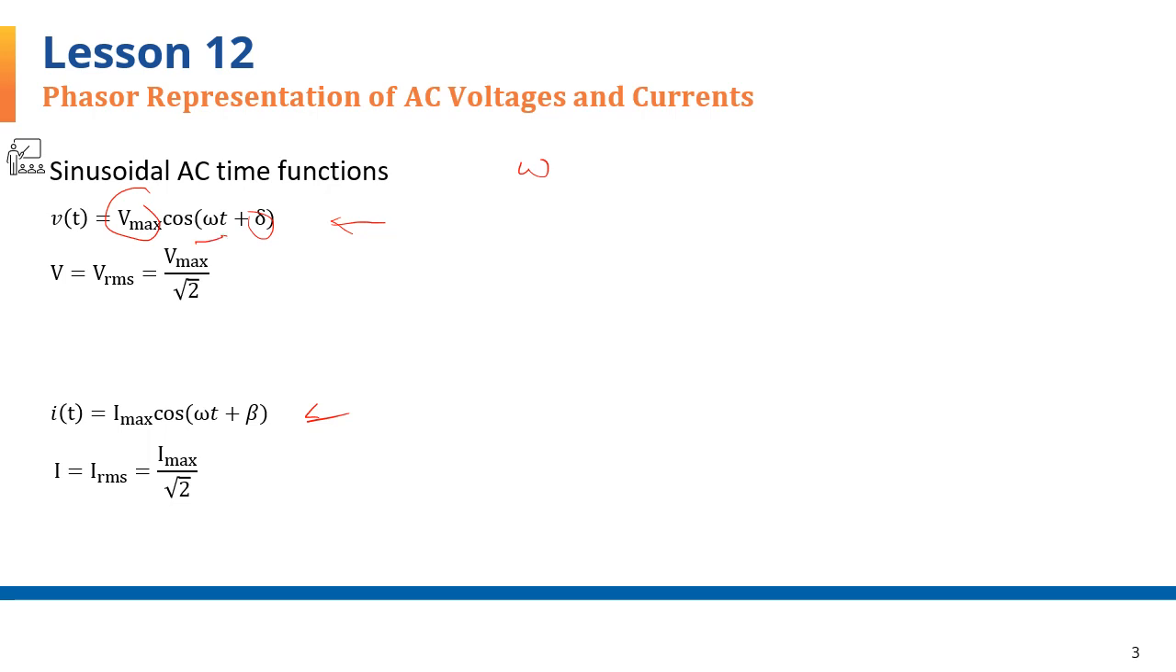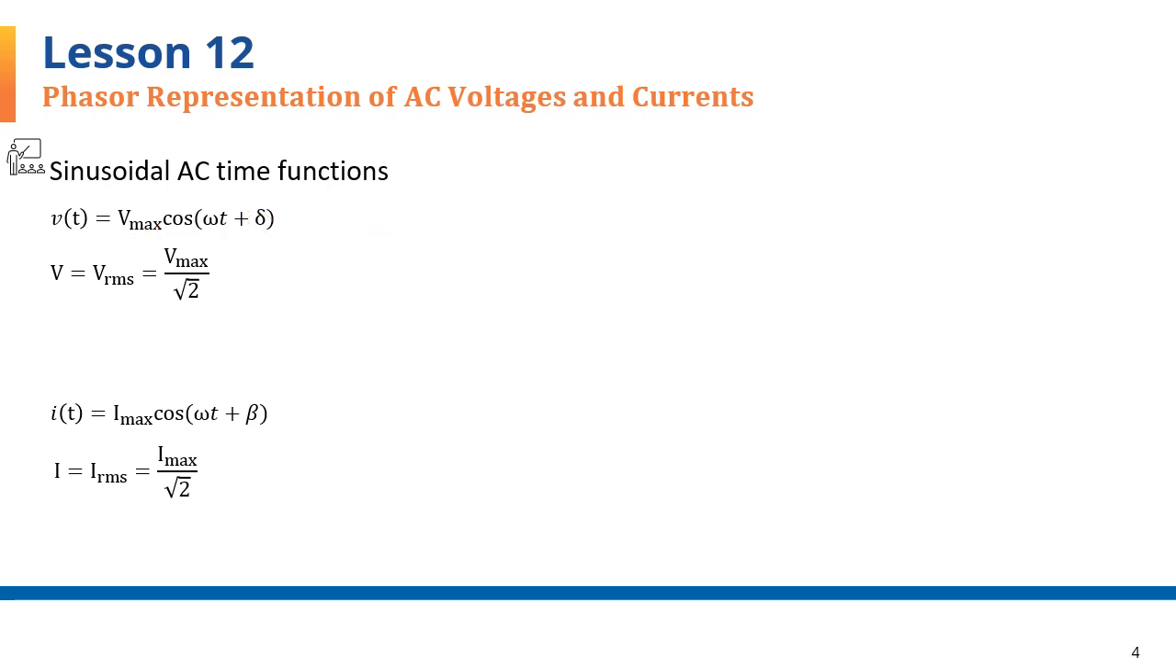Of course, when we are given a voltage, we're given the effective value, but we can find the maximum value by taking the effective value, Vrms, and multiplying it by square root of 2. So that's not a problem. So all that's needed to uniquely identify a voltage or a current time function is the effective value and the phase angle.